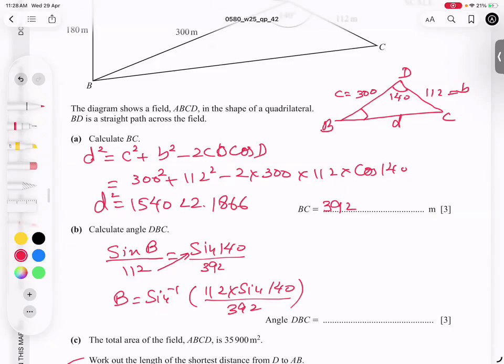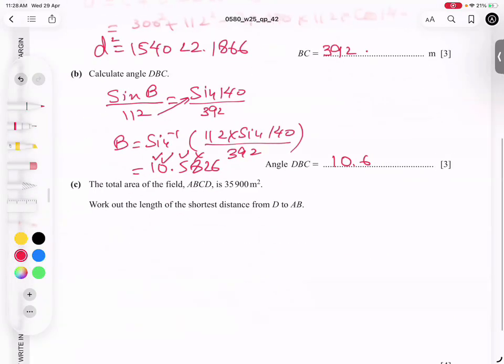And if we check it, the answer is 10.5826. But again, we're looking for 3 SF, so 10.6 is our final answer. And now the last part: the total area of the field is given as 35900. We need to work out the length of the shortest distance from D to AB.